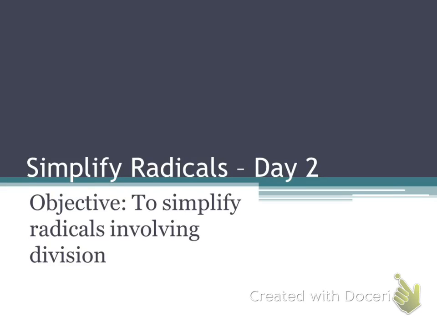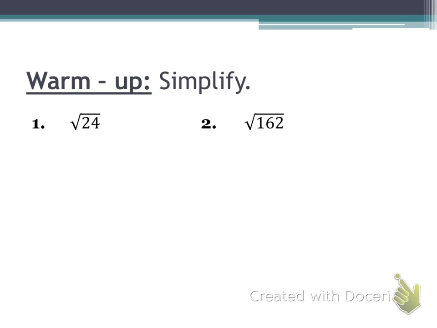All right, today we are doing day 2 of simplifying radicals. So we're just continuing on what we were talking about yesterday. But today we are going to have problems that involve division. For our warm-up, it's just what we had going on yesterday. So you can either do these using a factor tree or by identifying perfect squared divisors.